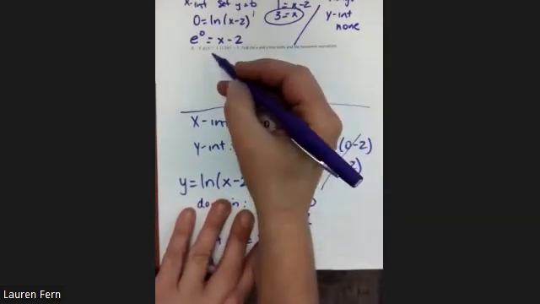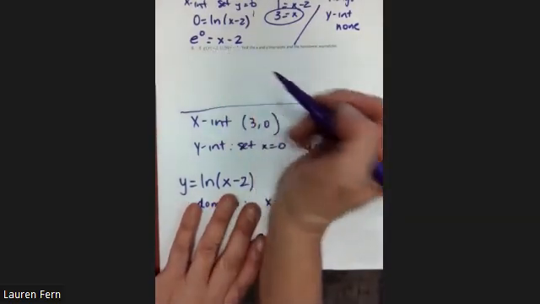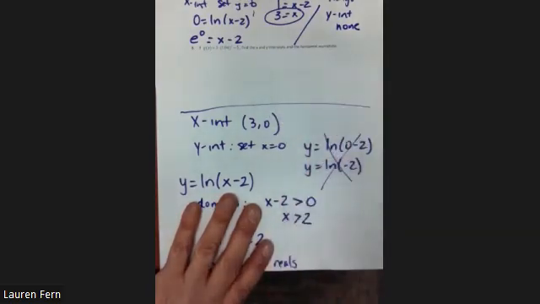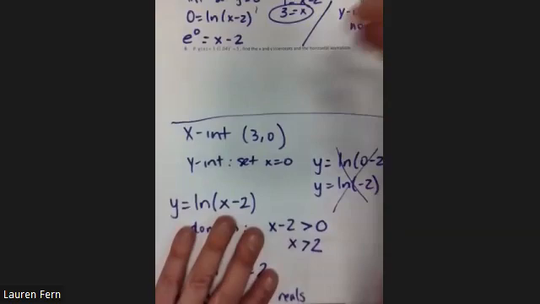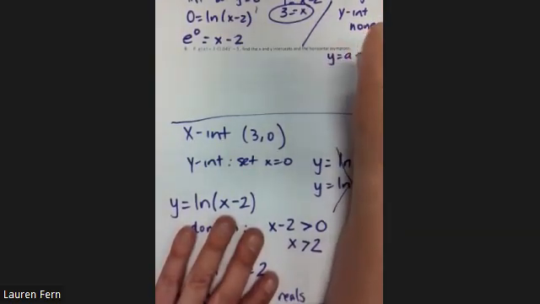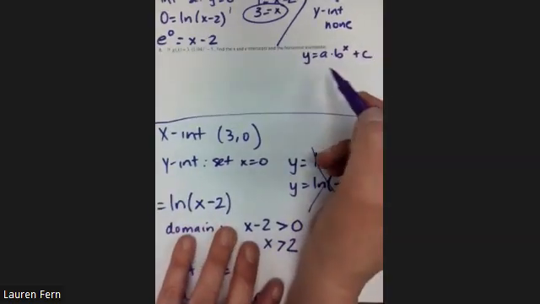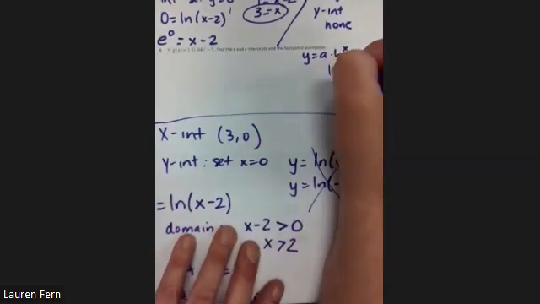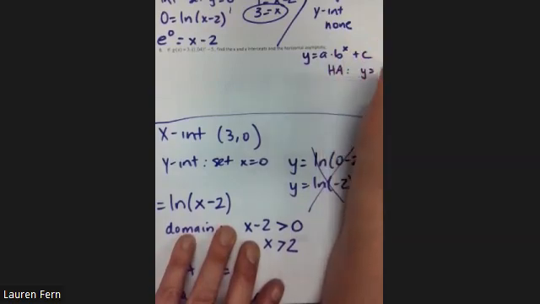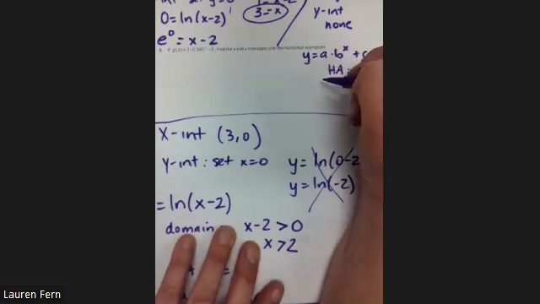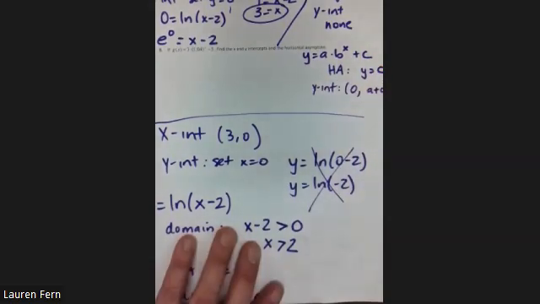Number 8 says if g of x is equal to this expression, find the x and y intercepts and the horizontal asymptote. You may or may not recall that when we have exponential functions in this form, our horizontal asymptote is y equals c. And the other thing that we saw is that our y-intercept is a plus c.